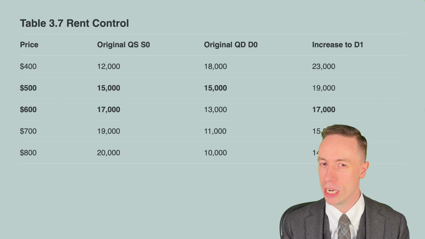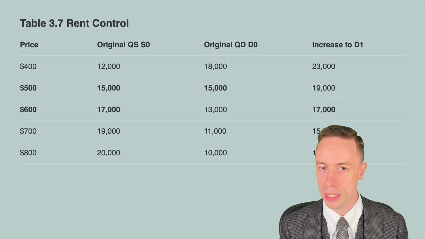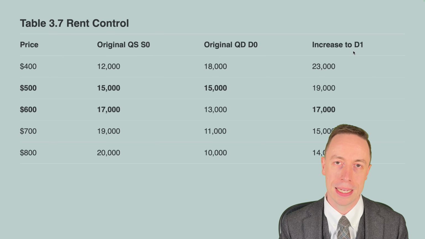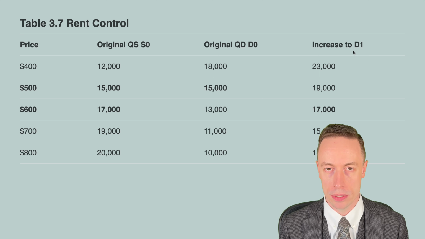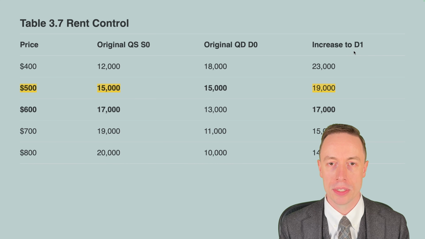But not if we have the price ceiling in effect, right? Price ceiling means rent stays at $500, even though S0 is now combined with demand D1. So having a look at the numbers there, at a $500 price, we've got 15,000 units on offer, 19,000 units in demand, leading to a shortage of 4,000 units.